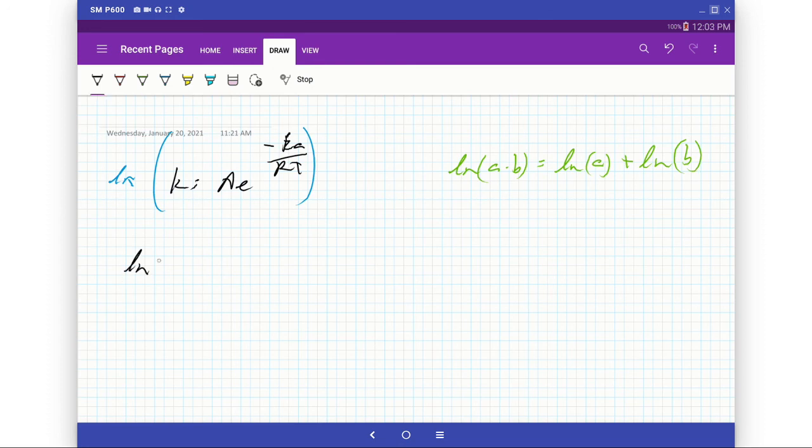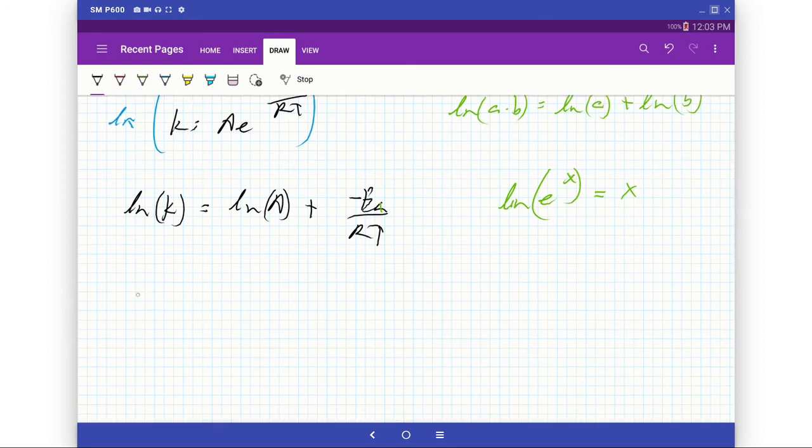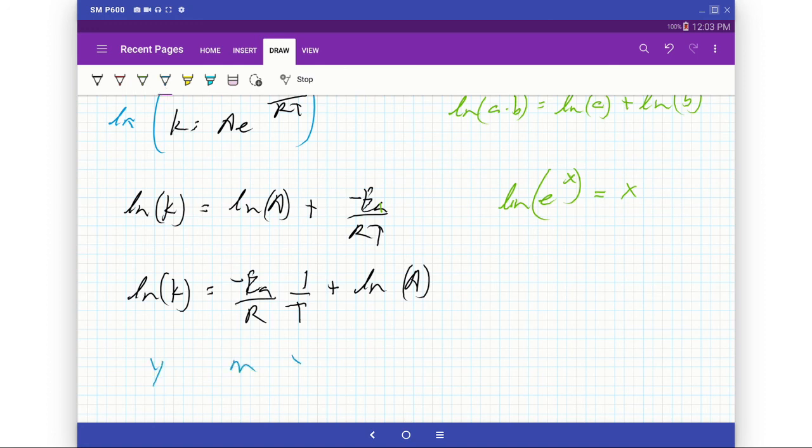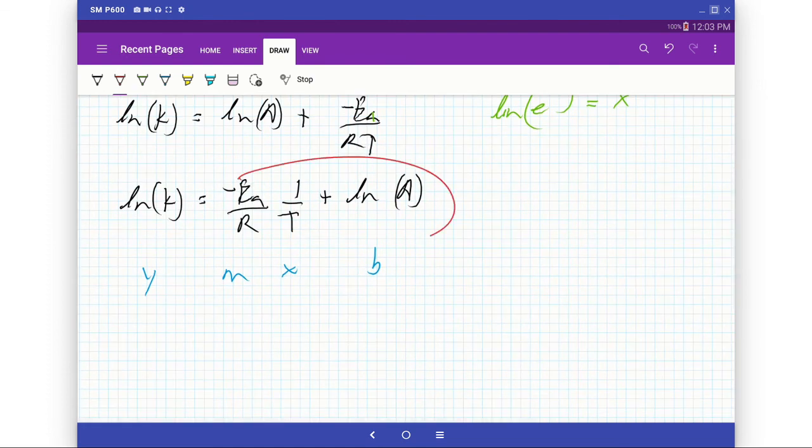So this gives us natural log of K is equal to the natural log of A plus the natural log of the exponential, which cancels out, plus negative EA over RT. And just a reminder that natural log of e to the x is simply just x. We had that one the other day. All right, so take this equation and move it around just a tiny bit. Natural log of K is equal to minus EA over R, times 1 over T, plus the natural log of A. And there we have y, m, x, and b in this equation right there.